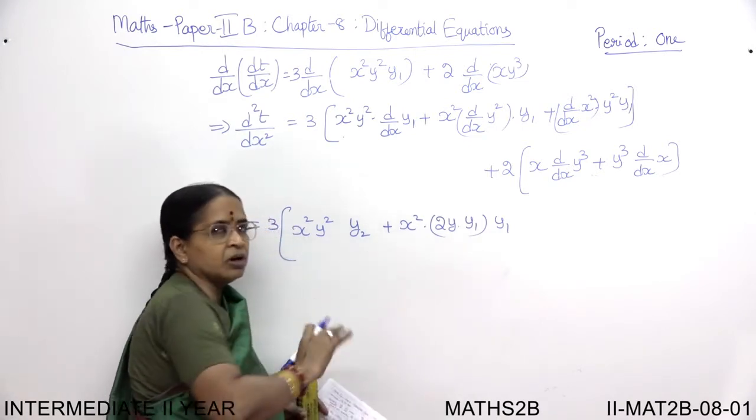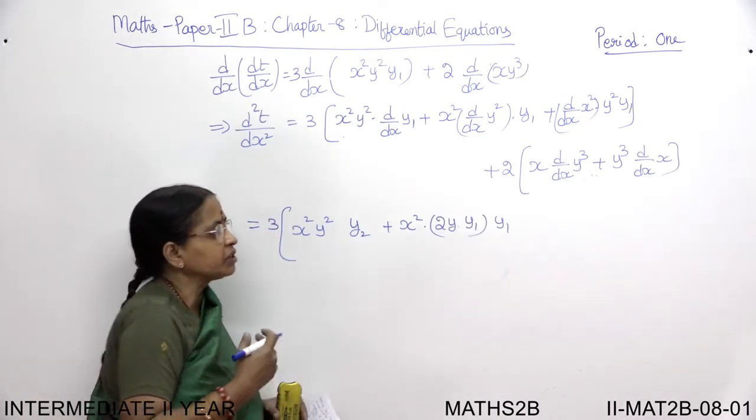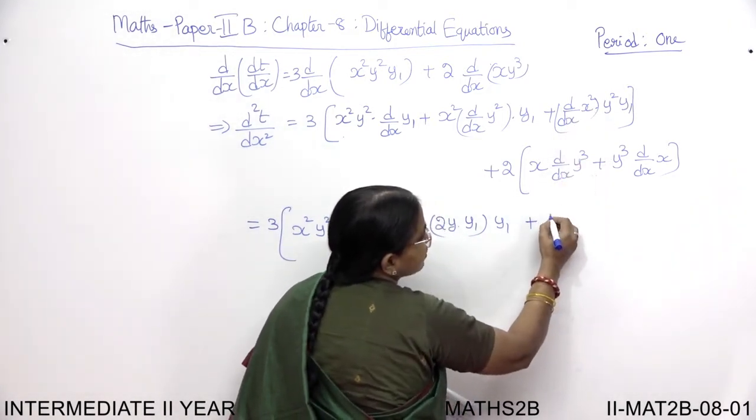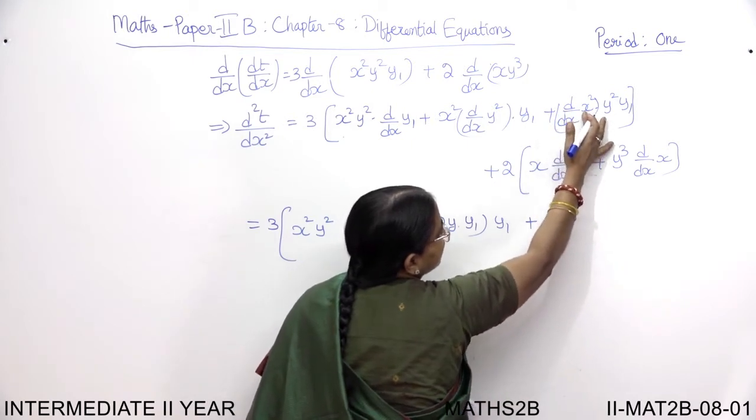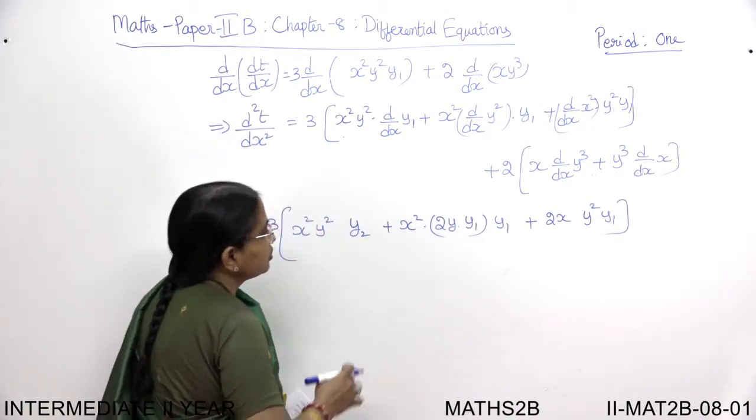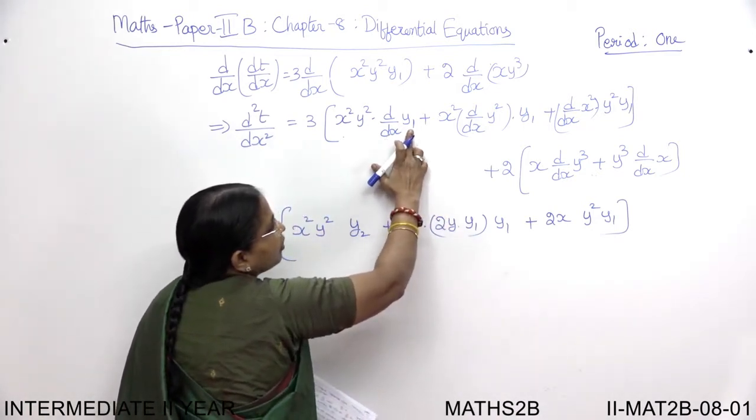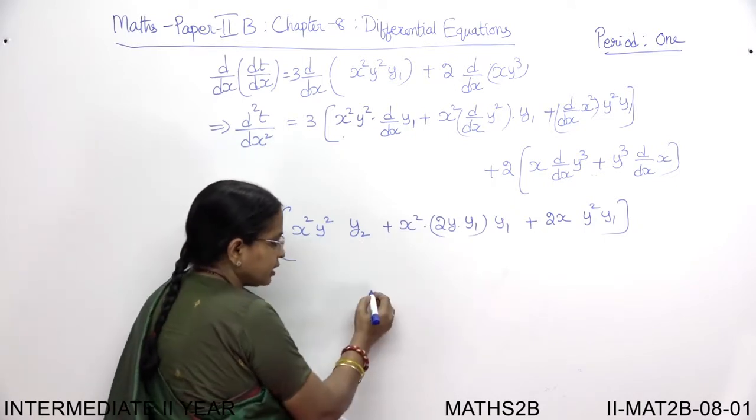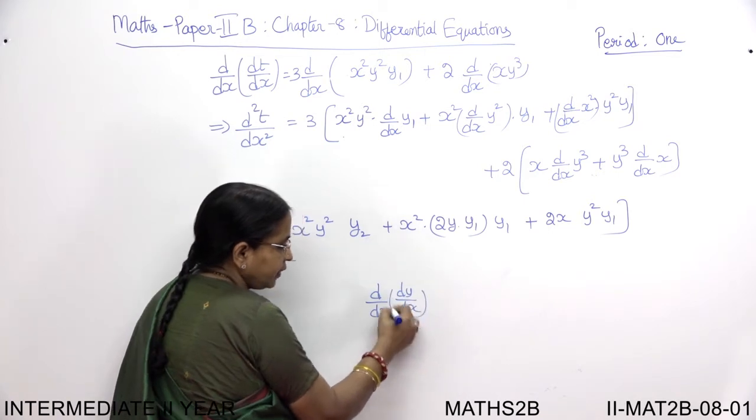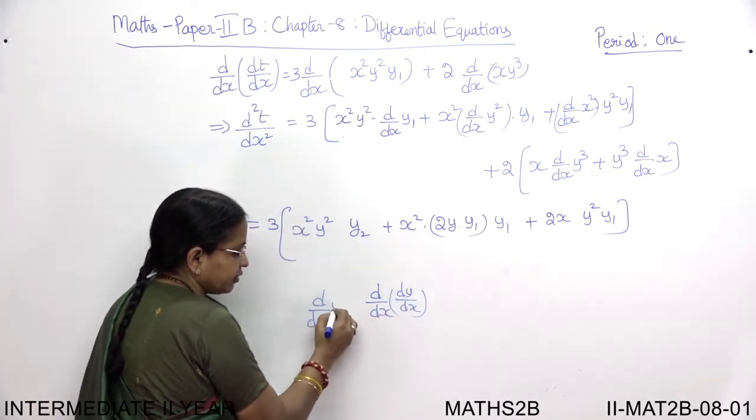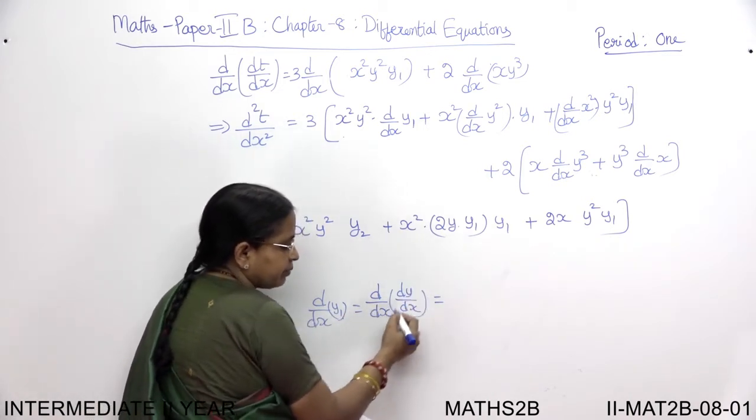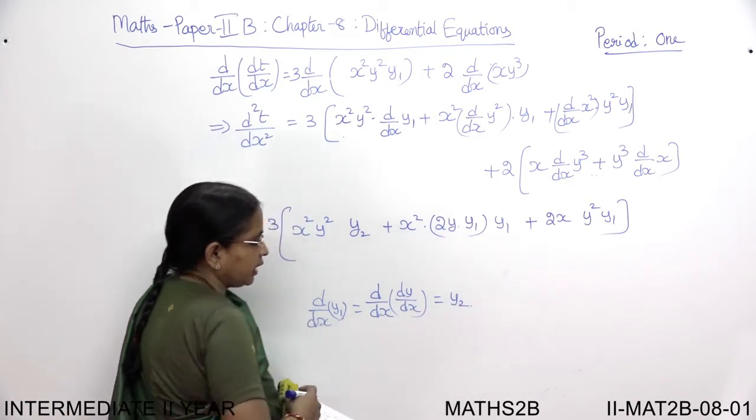So if you could follow all this, then finding the differential equation will become very easy for you. Then the derivative of x square is 2x. It is with respect to x only, so 1 into y square y1. So like this you should write. This part you should understand. The derivative of y1 is y2. Why? Because the derivative of y1 means d by dx of dy by dx, that is d square y by dx square, that is y2.